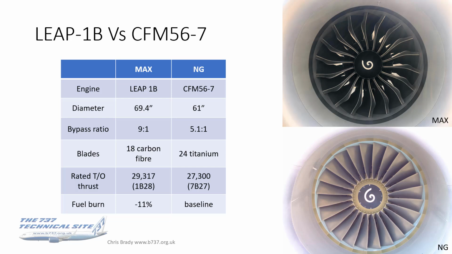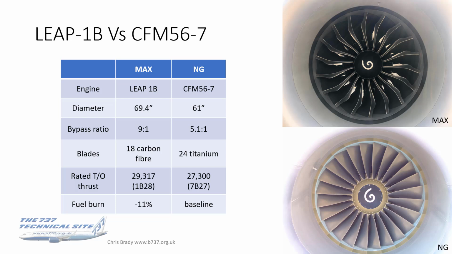What you can't quite see in the photo is the diameter, and certainly when you see a Max, one of the things that stands out to you is how large those engines are. So the fan diameter is increased by about 8.5 inches up to 69.4 inches, and the bypass ratio has gone up accordingly from about 5 to around about 9 to 1.